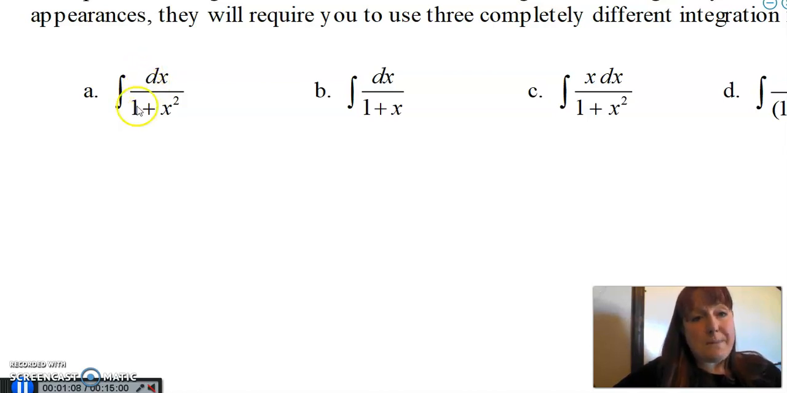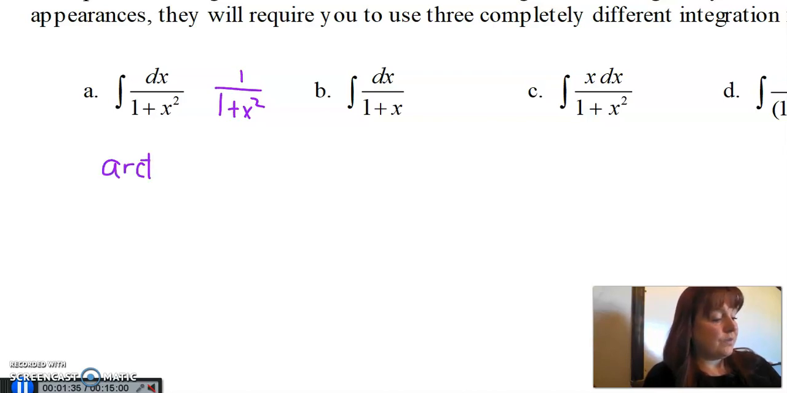Anytime we have a number over something plus x squared, we automatically know this is an arctan form, because remember the arctan form looks like this with the number and something plus x squared. This one luckily doesn't actually even have to be manipulated at all, because the derivative of arctan is 1 over 1 plus x squared. So the integral of 1 over 1 plus x squared dx would be arctan x. So this one is just arctan x plus c.